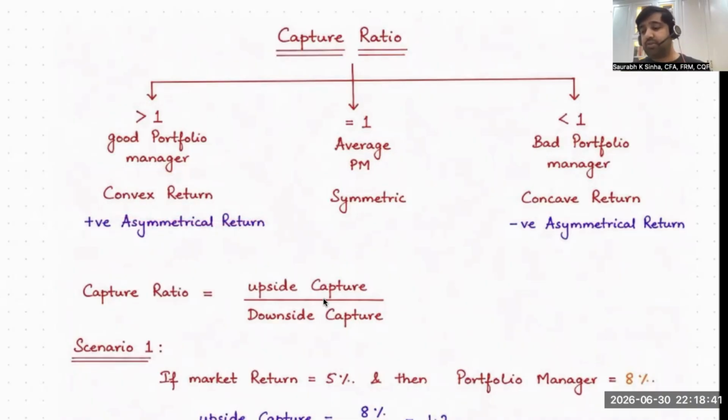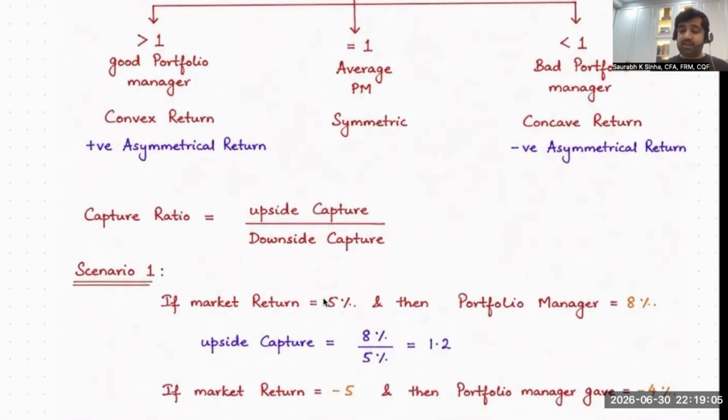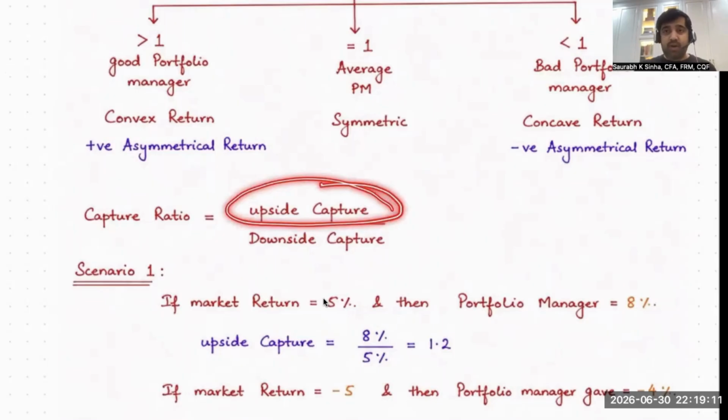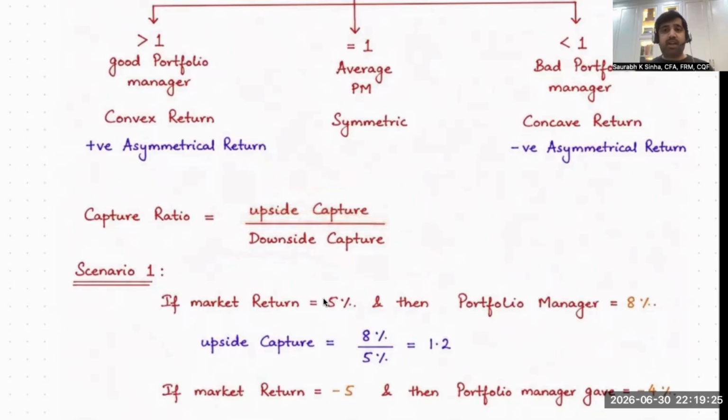And if the capture ratio throws a value less than 1, then we'll say that it is a negative asymmetric return, more negative return, and concave return. Now, I have just stated what you will do if you get a capture ratio value greater than 1, equal to 1, or less than 1. But we haven't discussed anything about the capture ratio yet, so let's deep dive into it. The capture ratio formula is simply how the portfolio manager is capturing the upside movement of the market divided by how the portfolio manager is capturing the downside movement. Therefore, it is calculated as upside capture divided by downside capture.